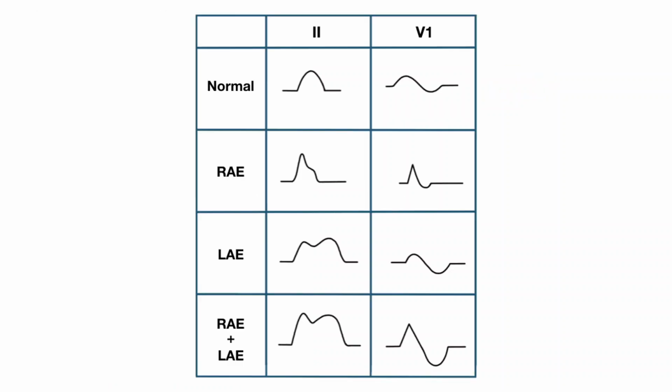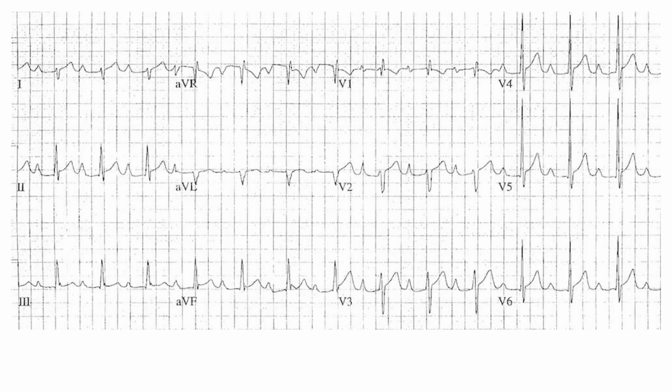What happens in biatrial enlargement? The combination of both the findings will be there. So as you can see in this image, this is the biatrial enlargement. We are getting a combination of both the abnormalities. Okay, so nothing great in this.